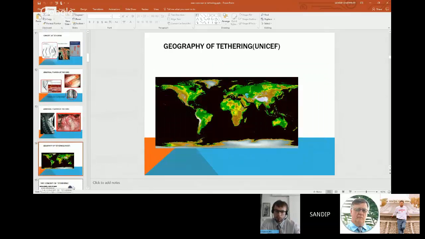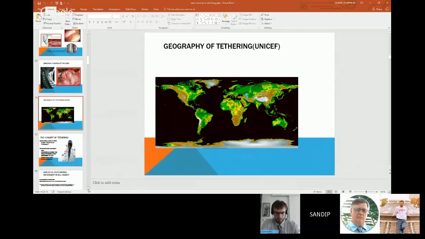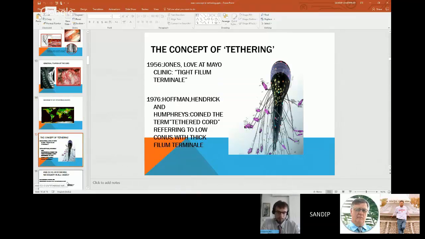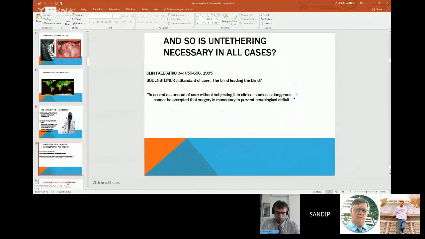Amazingly, tethering seems to have a geographical distribution, and this is the UNICEF map documenting where cord tethering and dystrophic spine conditions are common, and you will see that India, as well as the eastern half of the United States, it seems to be far more common than, say, for example, in the western half of the United States, or indeed in China. So that's fundamentally the concept of tethering, a low conus and a thick filum terminale.